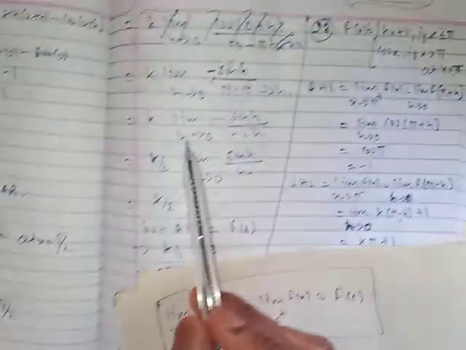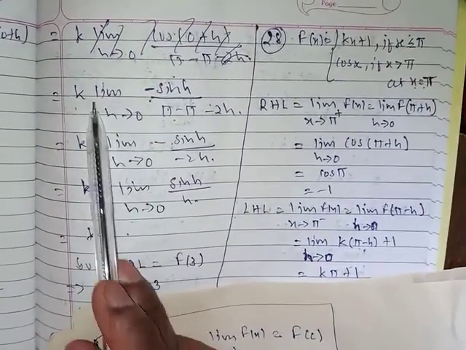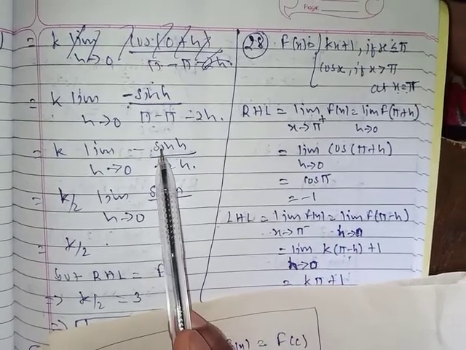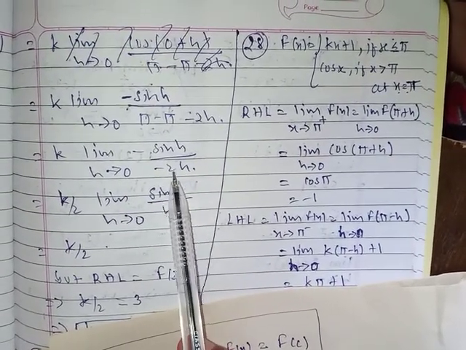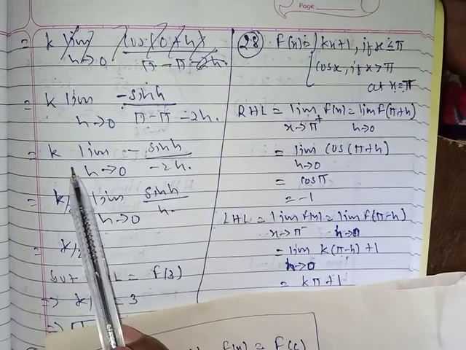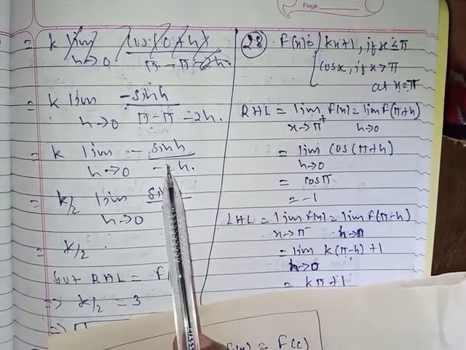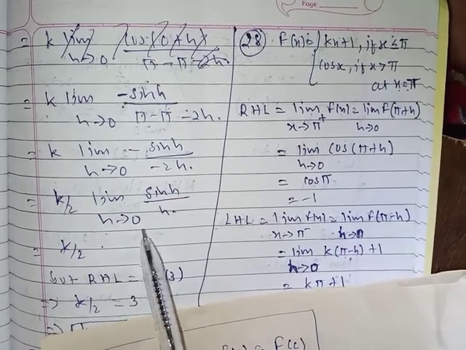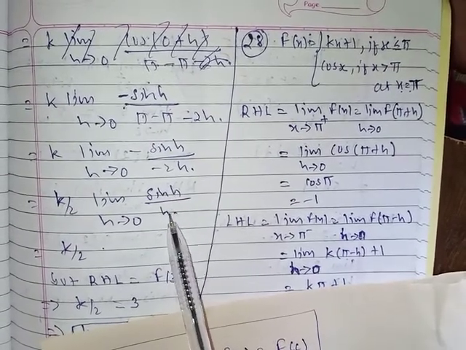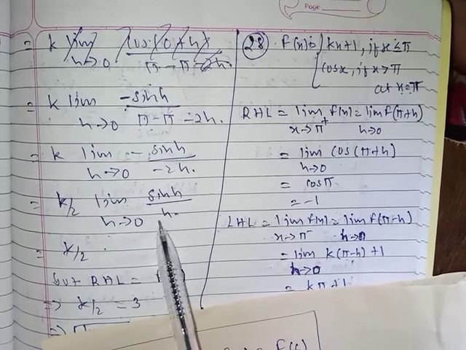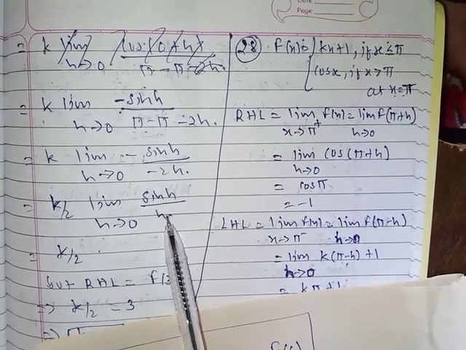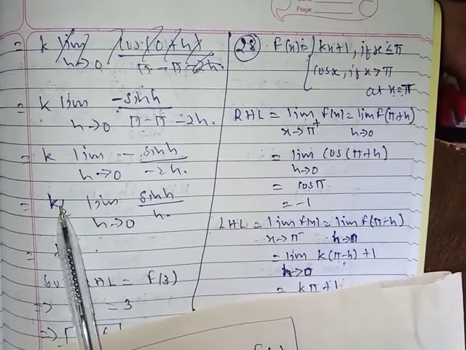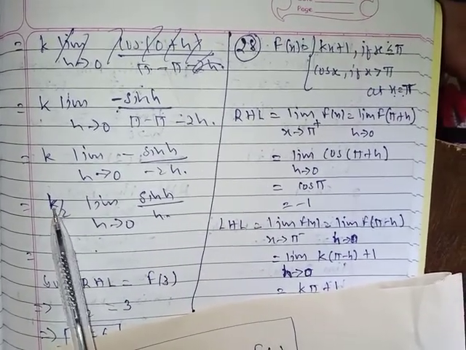So k is an outside constant, so limit h tends to 0 of minus sin h upon minus 2h. The 2 you can take out, and the minus signs cancel, so you will get k by 2 times limit h tends to 0 of sin h upon h. You know that when h tends to 0, sin h upon h is 1. So this becomes 1, and we will get k by 2.